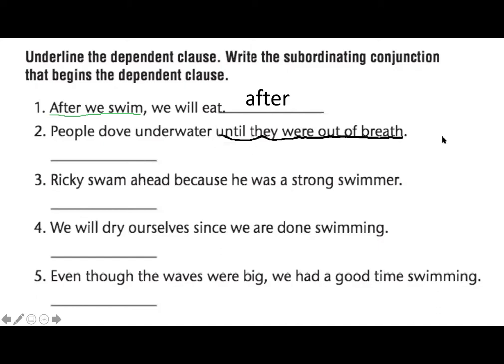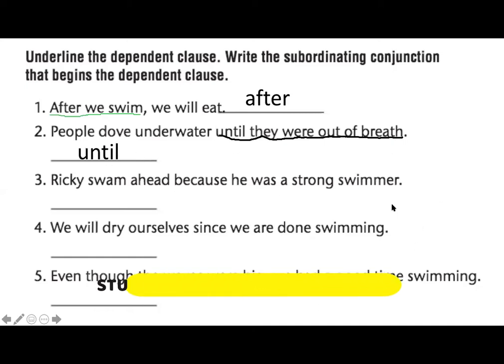They were out of breath doesn't make any sense. It doesn't have any context behind it. I don't really understand what's happening. It doesn't tell a complete thought. However, people dove underwater is an independent clause. It tells a complete thought, and I understand what it means even when it's by itself. Okay, what is my subordinating conjunction that links these two clauses together? Kimmy? I think it is the word until. Ding, ding, ding. Good job. Well done. The word until links these two clauses together.